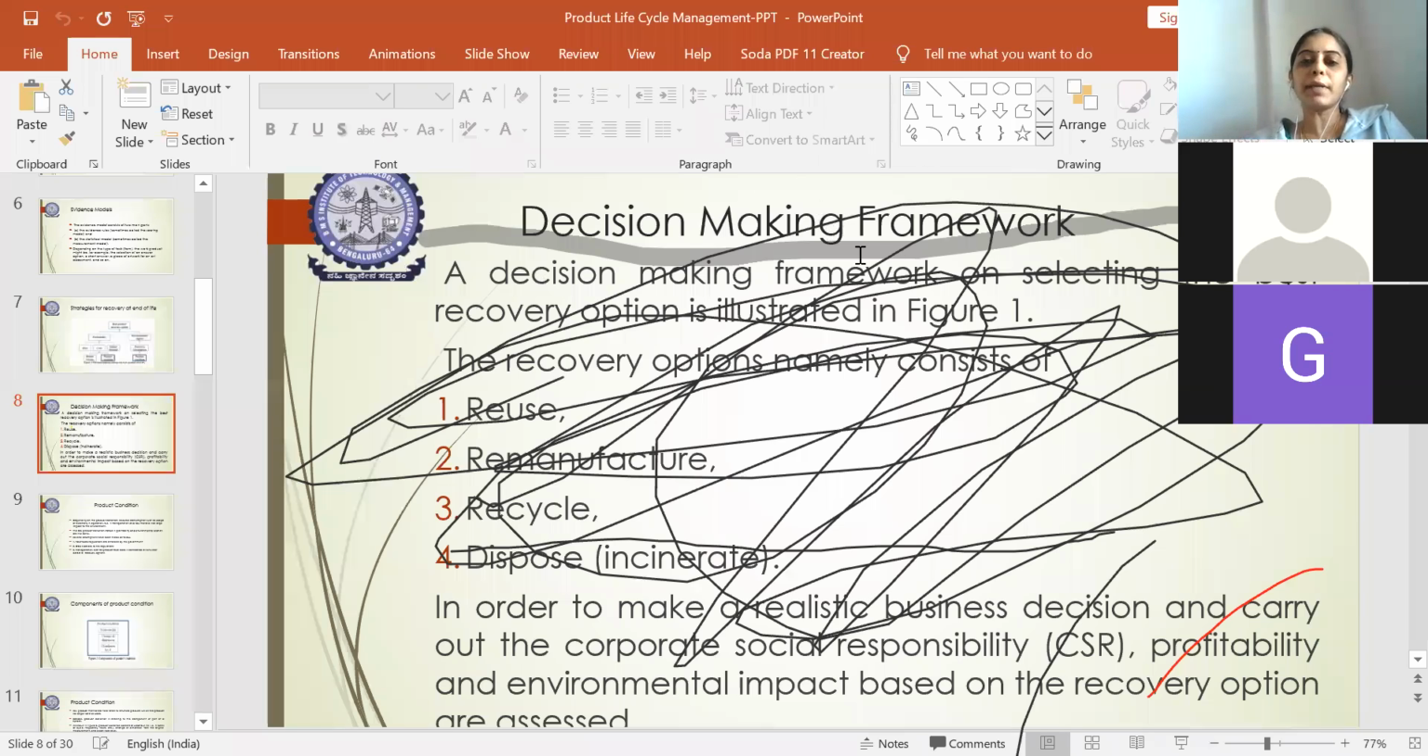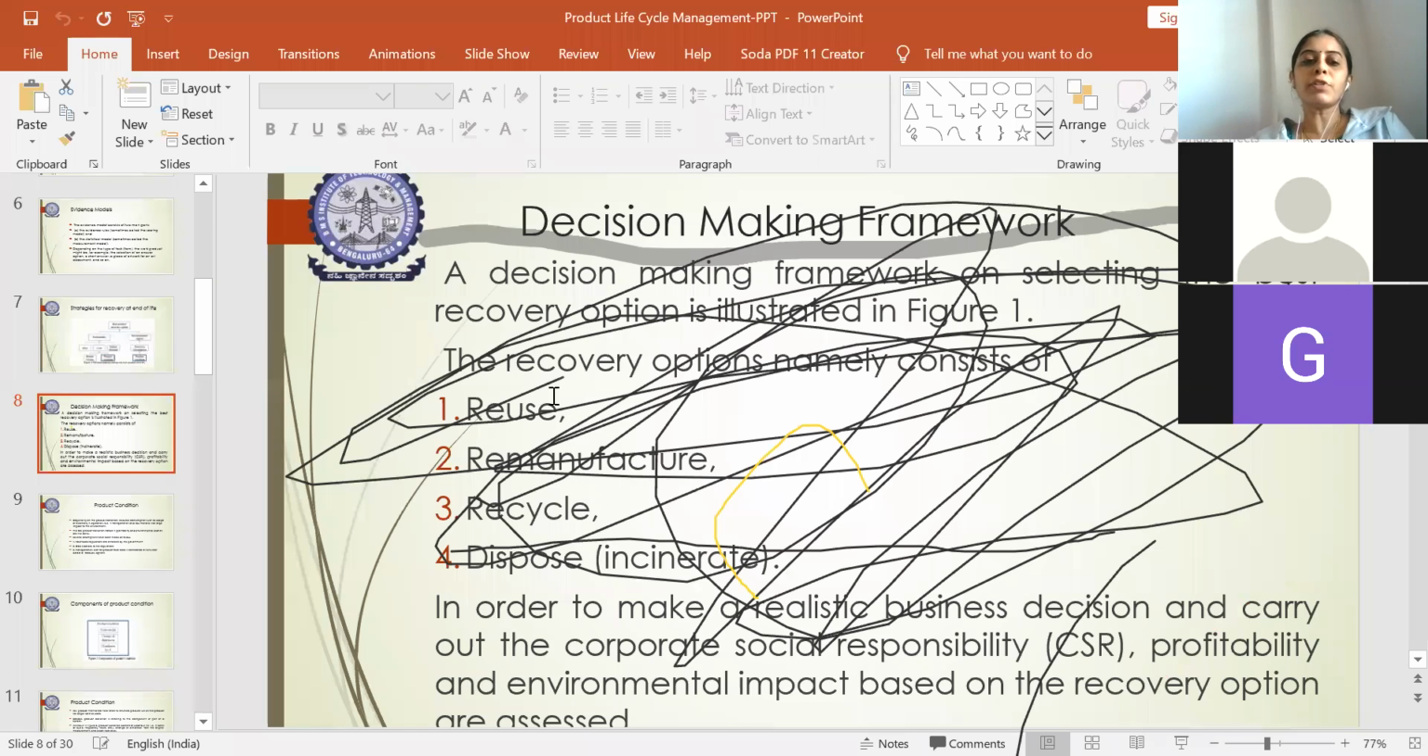Next is the decision making framework. So what are the recovery options for the product? When the product is in run, it will have its own phases, all the 5 phases. So at the end, while recovering a product, what are the options it consists of? Mainly the reuse, the remanufacturing, the recycle and the dispose.